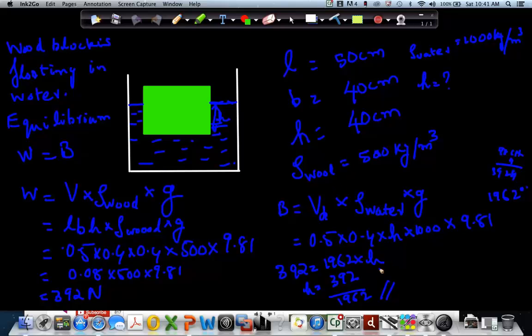And this answer you get in which unit? The answer will be in what unit? Meter. That many meters. So you find this yourself. I don't want to do the division. I know that all of you know how to do the division. So I hope you understood. We just looked at the equilibrium. Weight is equal to buoyancy, and you came out with the linear equation.